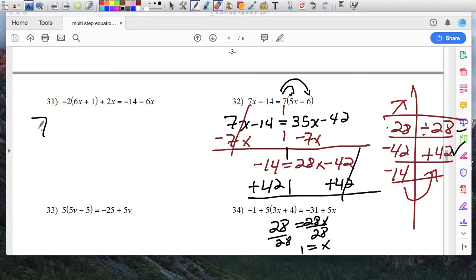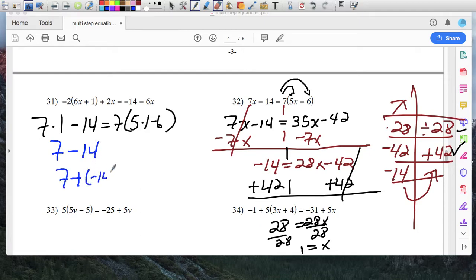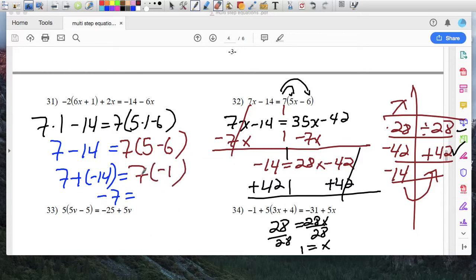So substitution looks like 7 times 1 minus 14 equals 7, and inside 5 times 1 minus 6. 7 times 1 is 7 minus 14, and 7 minus 14 is the same thing as 7 plus negative 14. And 7 plus negative 14 is negative 7. On the right side, it's 7, and then 5 times 1 is 5, minus 6, yeah? Then it's 7, and 5 minus 6 is negative 1. And 7 times negative 1 is negative 7. We're good here as well.